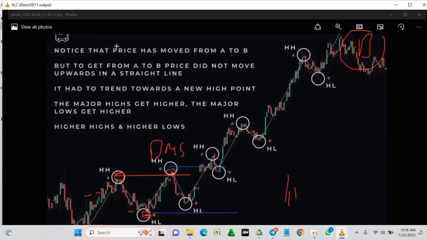So price comes down to make a higher low, goes up again here, BMS, and then higher high and then higher low. BMS, higher high, higher low. BMS right here, higher high, higher low. BMS, higher high, higher low. BMS right here, that's the uptrend.